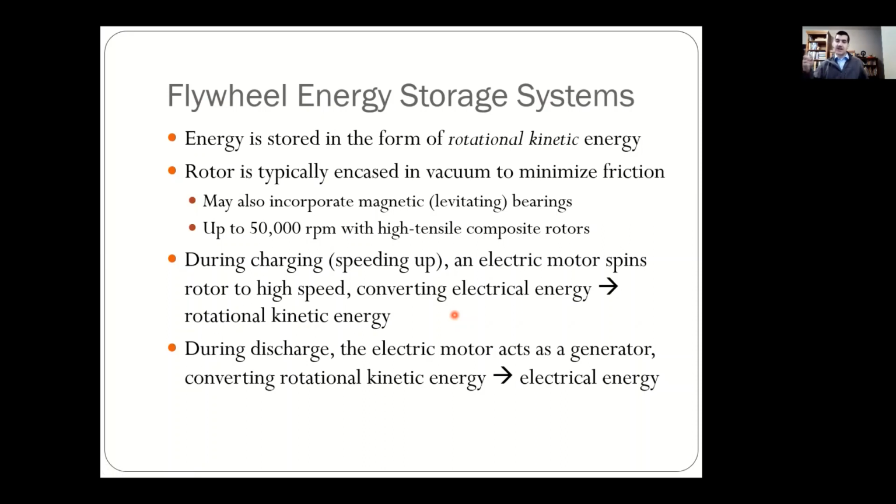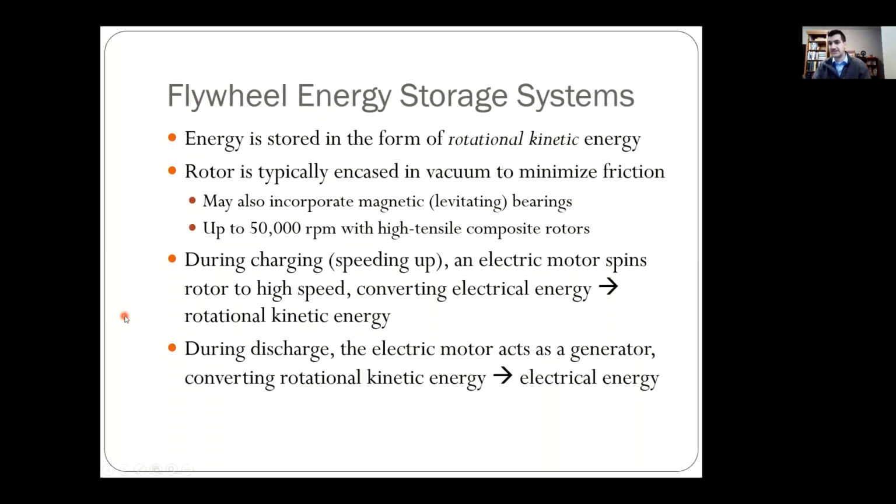So basically this is what I just tried to describe. When you're accelerating it and you're trying to store more energy in it, you have a motor generator that acts as a motor and it spins up the rotor to a higher speed, and therefore it's converting electrical energy into rotating kinetic energy. Then when you want to discharge it, let's say between 2 p.m. to 7 p.m., the electric machine acts as a generator and it's converting the rotational kinetic energy into electrical energy.